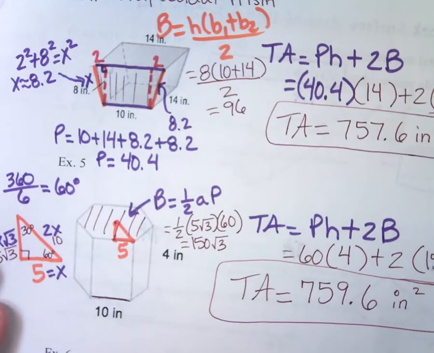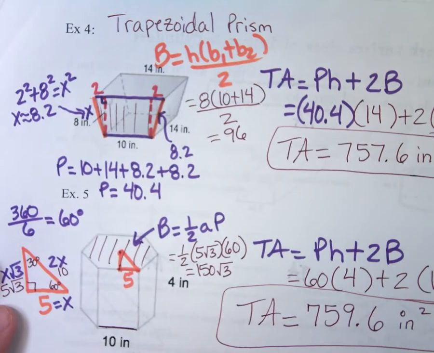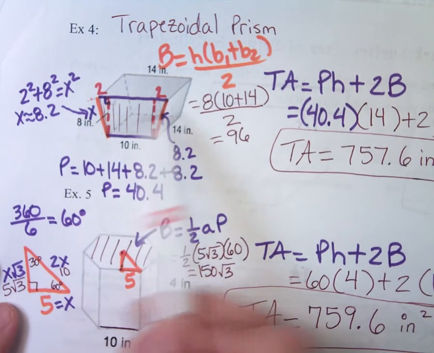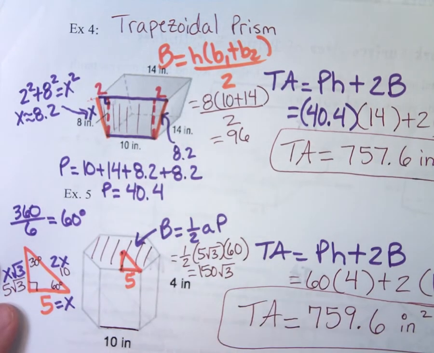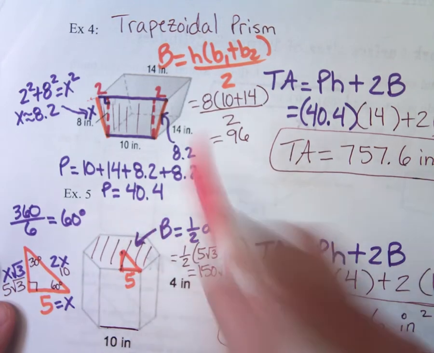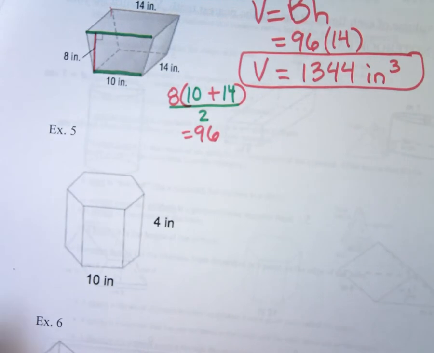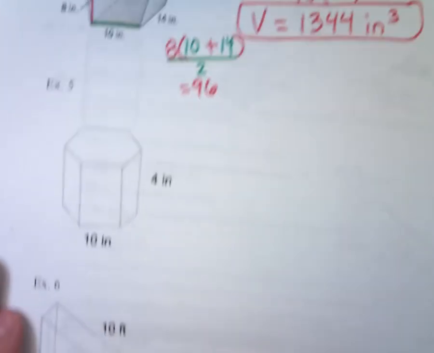Because when we did the surface area, we had to know the perimeter, and we had to know what this was, and we had to do Pythagorean theorem, and we had to do a whole lot more with it. It was a much more difficult problem when we did it with surface area. Okay, number 5. What is that?